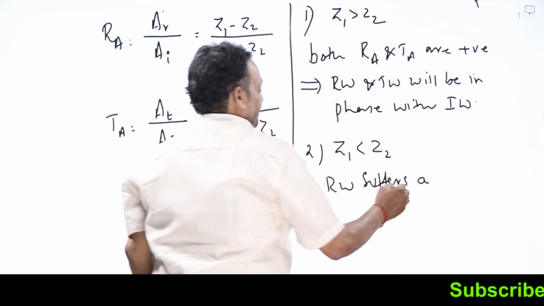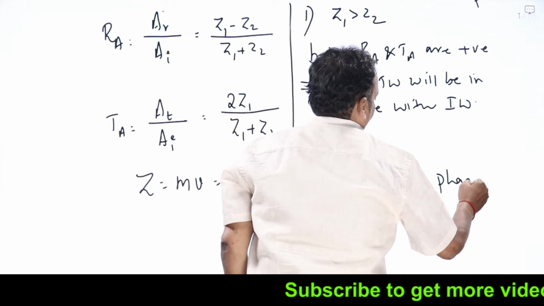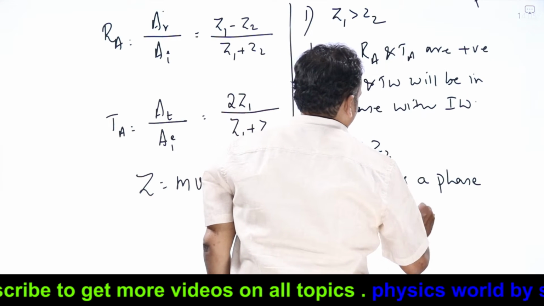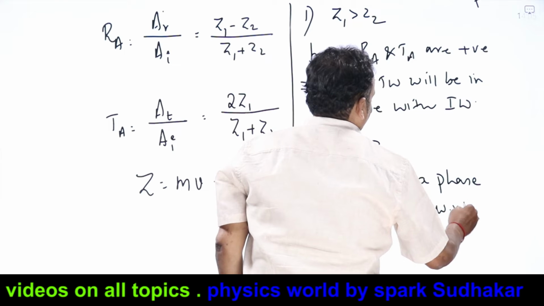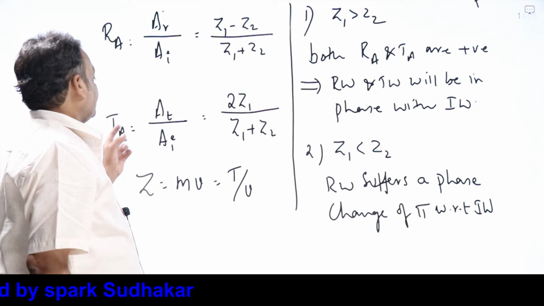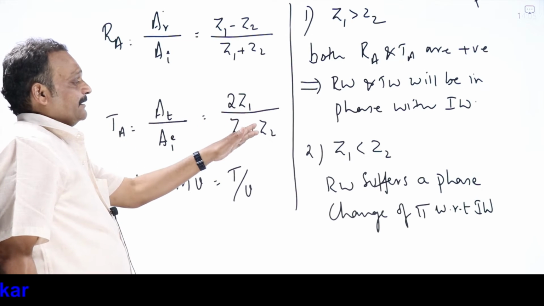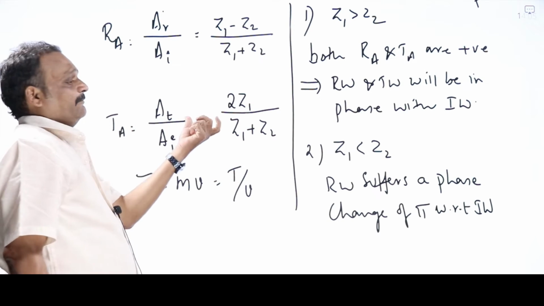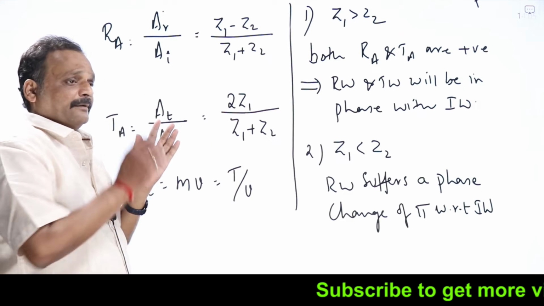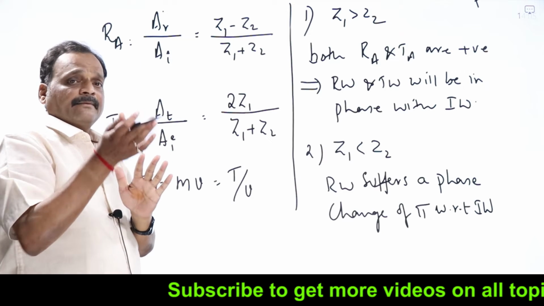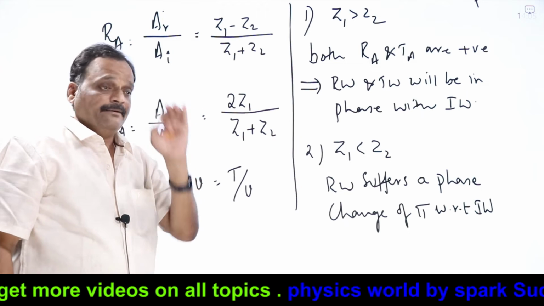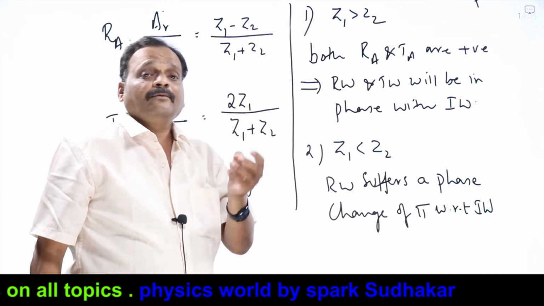The reflected wave suffers a phase change of pi with respect to the incident wave. What about TA? Here, let Z1 be greater than Z2 or Z2 be greater than Z1, TA is always positive, which means the transmitted wave will always be in phase, whether the wave goes from a rarer medium to a denser medium or from a denser medium to a rarer medium. Keep that point in mind. The phase change will occur only for the reflected wave.